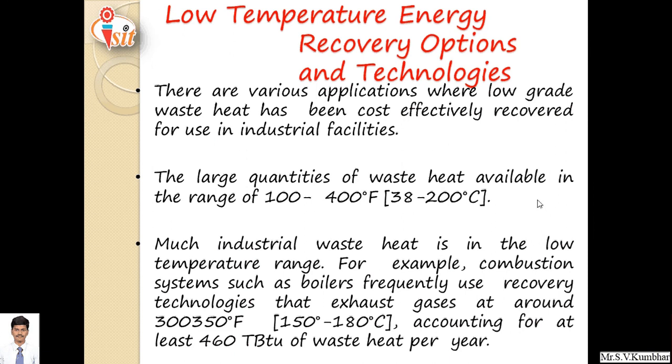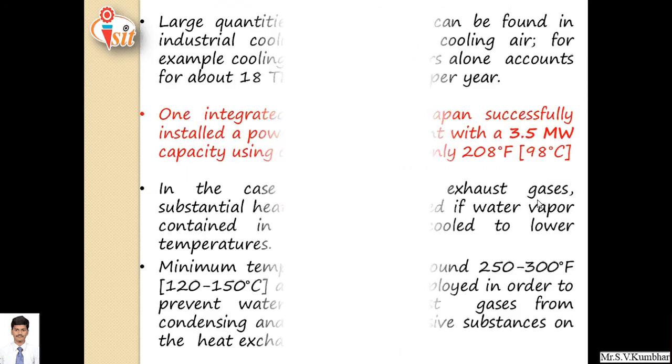Low temperature energy recovery options and technologies. So there are various applications where low grade waste heat can be cost effectively recovered for use in an industrial facility, generally in refrigeration and air conditioning. A large quantity of waste heat is available in the range of 38 to 200 degrees centigrade. Much industrial waste heat is in the low temperature range, for example, in combustion systems such as boilers, or in refrigeration and air conditioning systems.